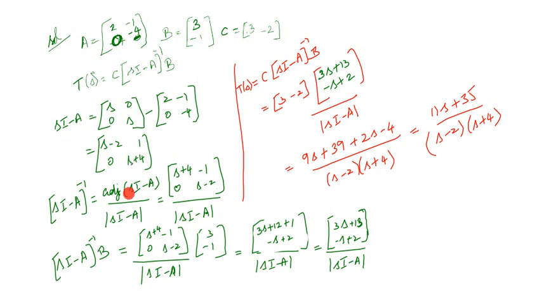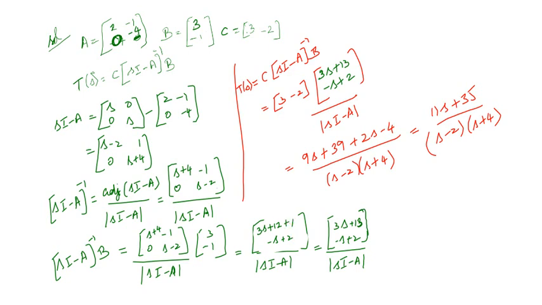Inverse means I have to take the adjoint of sI minus A and divide by the determinant of sI minus A. So we take the adjoint of sI minus A, that is we change the primary diagonal elements and we change the sign of the secondary diagonal, the opposite diagonal. Then we go for (sI minus A) inverse into B. What is B? B is 3 into 3 minus 1. Then matrix multiplication, multiply the 2 cross 2 matrix with the 2 cross 1 matrix, we get this answer.